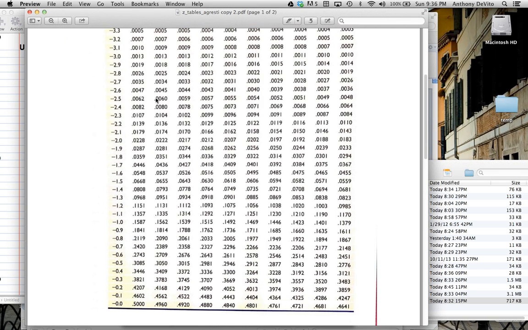So you can actually look up a negative z-score and it's 0.0179. If you round that off, that's 1.8%. We get a little bit of a different number here for one reason or another, but 0.0179, or 1.79%, or 1.8% of the distribution is below that z-score.